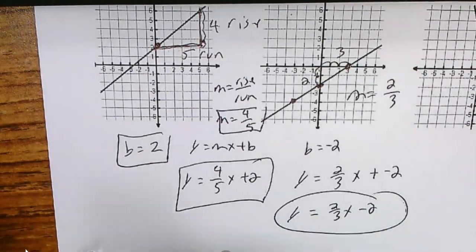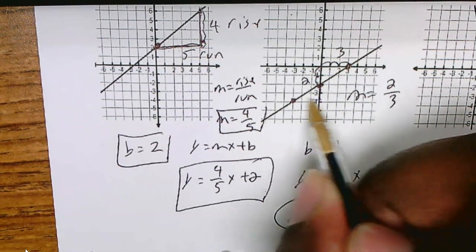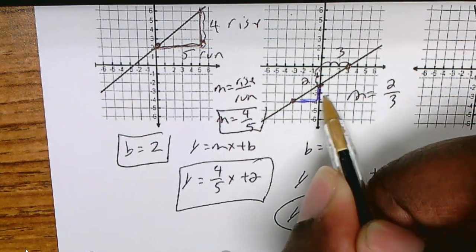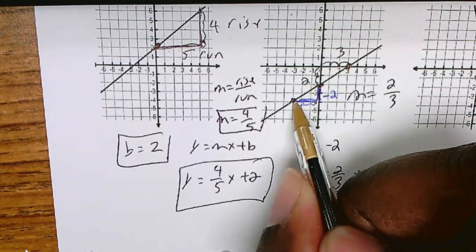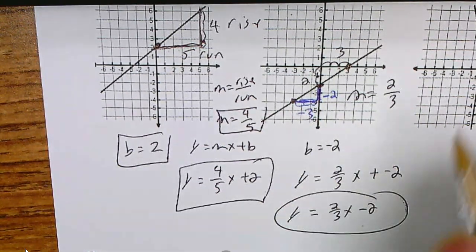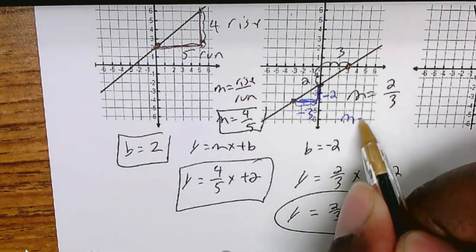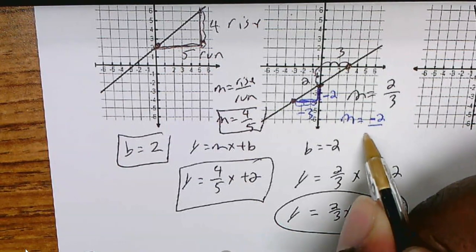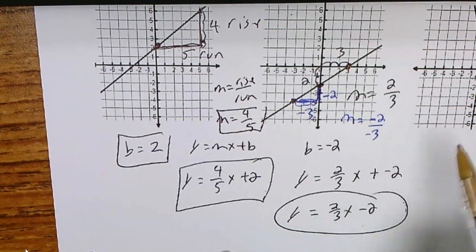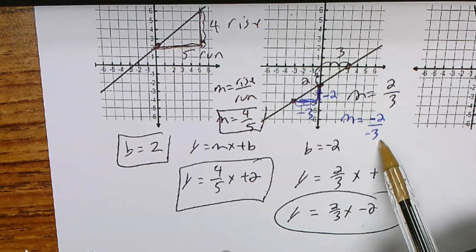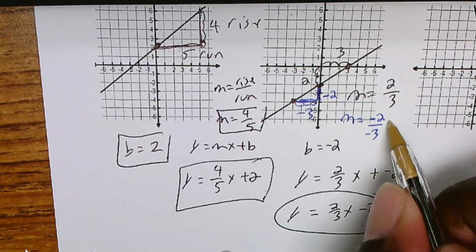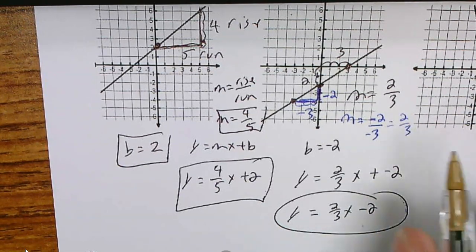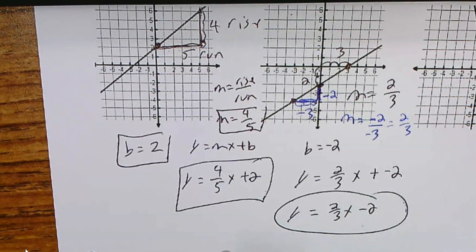Now, had you gone the other direction, and instead of going up and over, you went down and to the left, you went down 2, so it's negative, and to the left 3, 1, 2, 3, so that's also negative. So if you went that way, you would say your m was down 2, left 3. Now truthfully, -2 over -3 is the same as +2 over +3, so that reduces to 2 over 3. So no matter which direction you go in, you come up with the same slope.